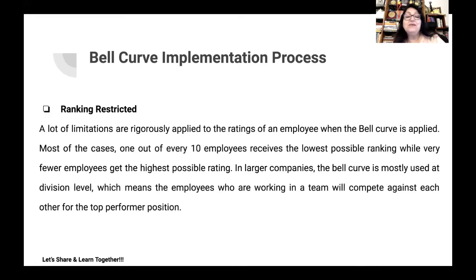The second is restricted ranking. A lot of limitations are applied to the ratings of any employee whenever the bell curve is applied. In most cases, 1 out of every 10 employees will receive the lowest possible ranking, and very few employees will also get the highest possible rating. In larger companies, the bell curve is mostly used at the divisional level, which means that the employees who are working in a team eventually compete against each other for the top performer position.